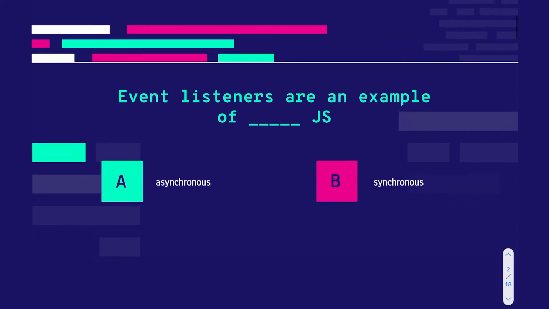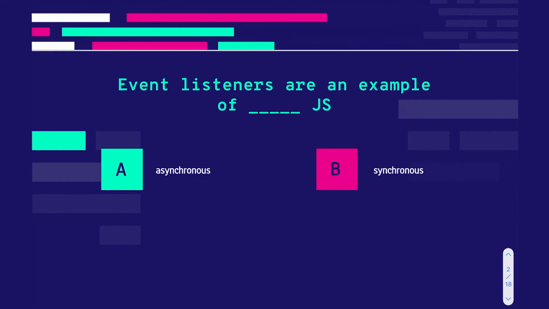First question, event listeners are an example of blank JavaScript. A, asynchronous, or B, synchronous? Yes, the correct answer is A, asynchronous.